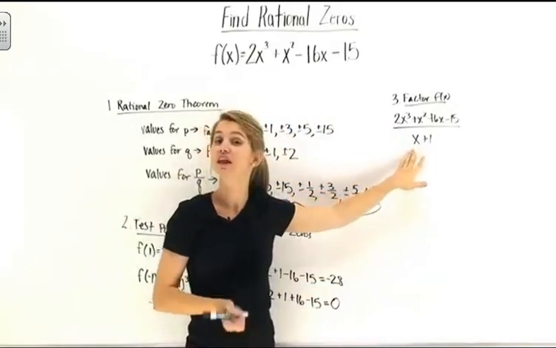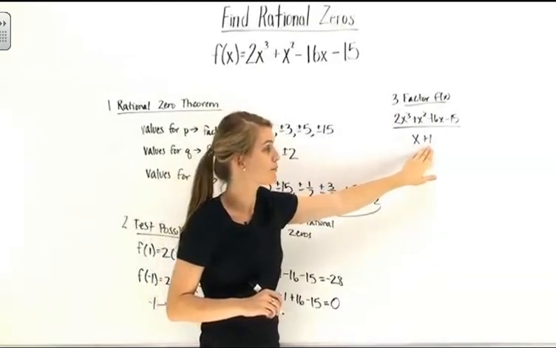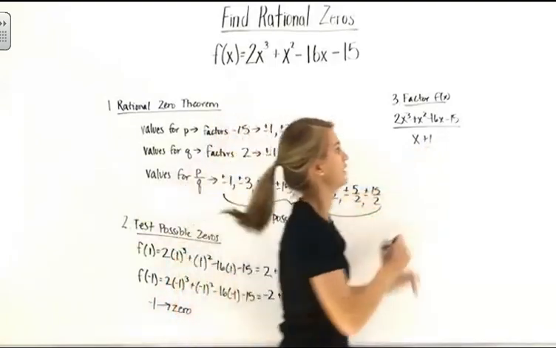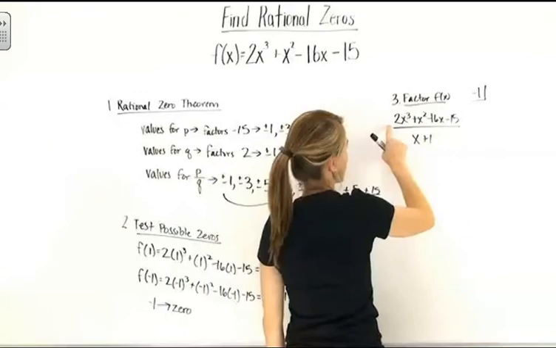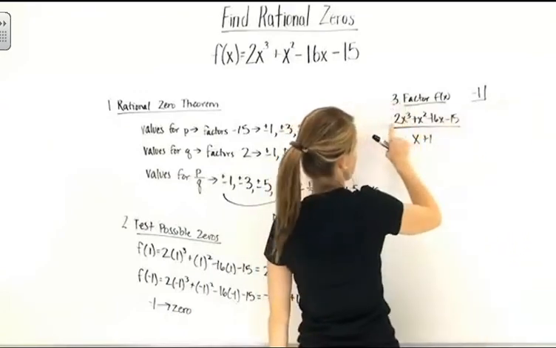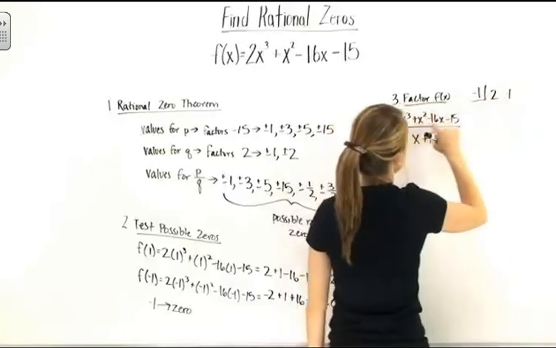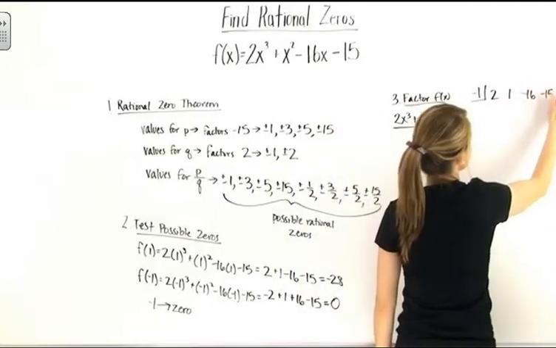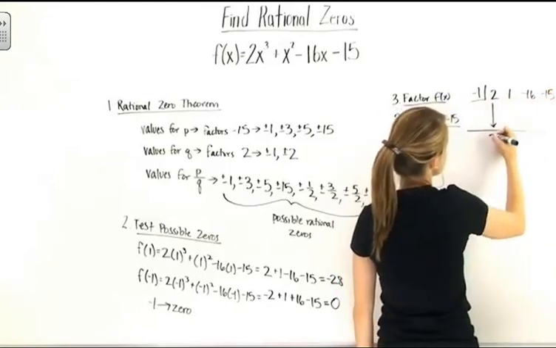Here we can use synthetic division to perform this division. We need to look right here at this number, positive 1, and we need to take the number with the opposite sign, negative 1, and we write it in a box. Next we look at our coefficients, and we write them up here. So we get 2, 1, negative 16, and negative 15. We draw a line, and we bring our first number down first, 2.